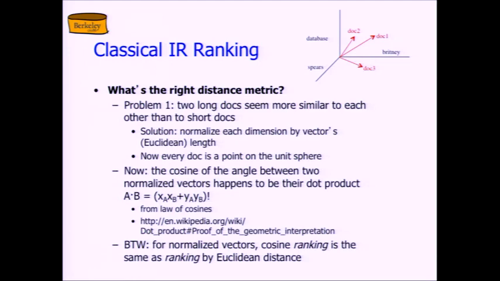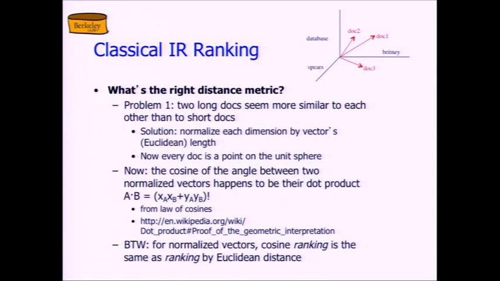Okay? So the solution is we're going to normalize each dimension by the vector's Euclidean length. So you get one of these vectors, figure out how long it is from the origin, divide by that length, so that every dimension's contribution has been divided by the length of the document. And if you do that, what's going to happen is every document's now a point on the unit sphere, because we've normalized everything to the same length. So everything is the same distance away from the origin, okay? And it's just points on a sphere. That's kind of cool. All right?